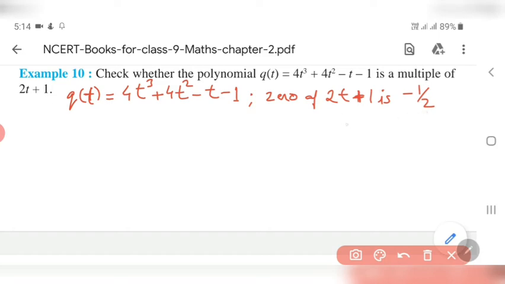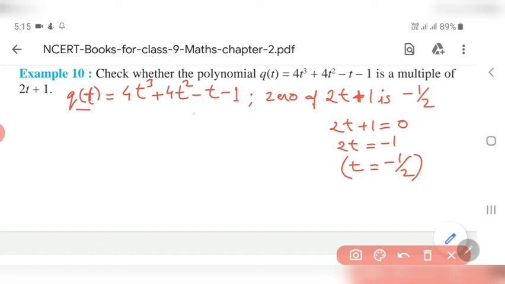So we can solve it also. Let's see how to solve it. 2t + 1 is equal to 0. Correct? 2t will be equal to 1. You take it to the right hand side, it becomes −1. So what will be t here? −1/2. You understood, na? So this value of t you have to substitute in the place of t in q(t). I hope it is clear.